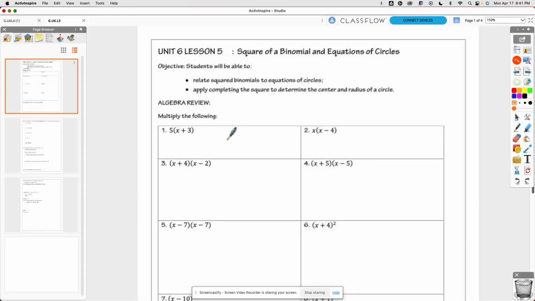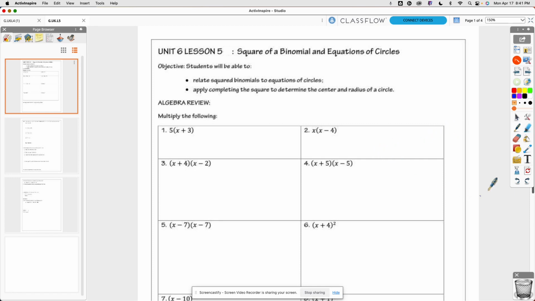For Unit 6, Lesson 5, our objective is to relate how we can use the squared binomials to find the equation of the circle. And then we will also apply completing the square to determine the center and radius of a circle.